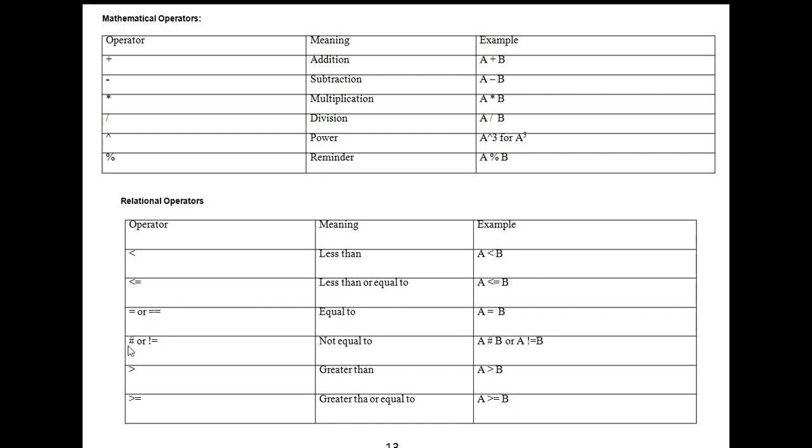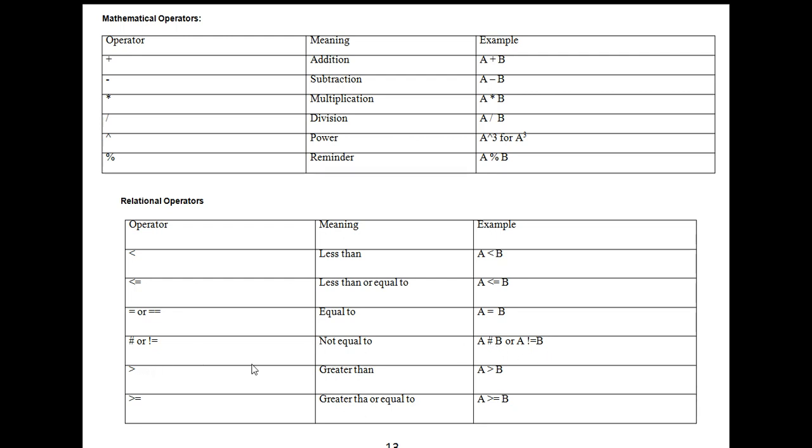And we have the not equal symbol, that is the pound symbol, also hash. Or we can use the exclamation symbol followed by equal to. Both can serve the same purpose, and the meaning of it is not equal to. So we can use a pound b, or a hash b, or a exclamation equal to b. We can use both for the same purpose, that is a not equal to b.